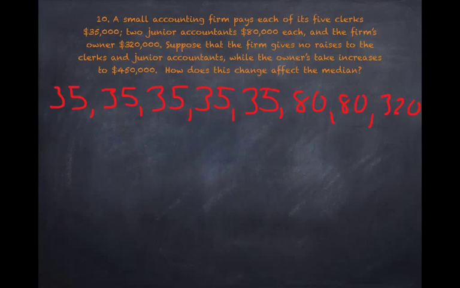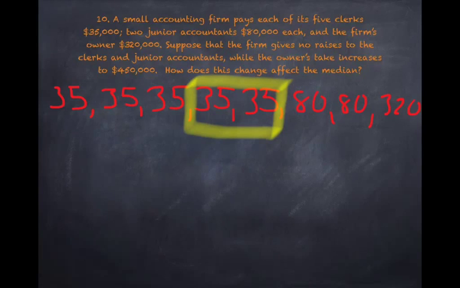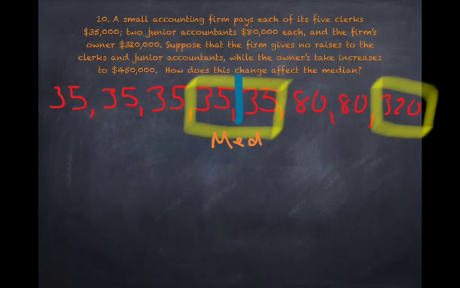If you found the median, it's going to be somewhere between these 2 numbers here, these 2 $35,000s. It's somewhere right in here. There's your median right there. And so you want to see, if this is our median, what will happen if you changed the owner's pay? The owner is going to take an increase. Is that going to change the median at all?